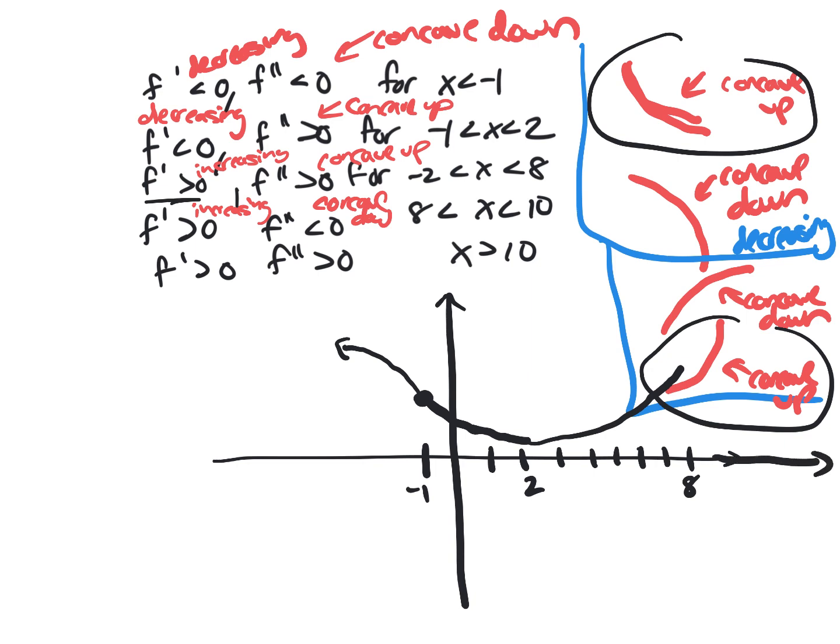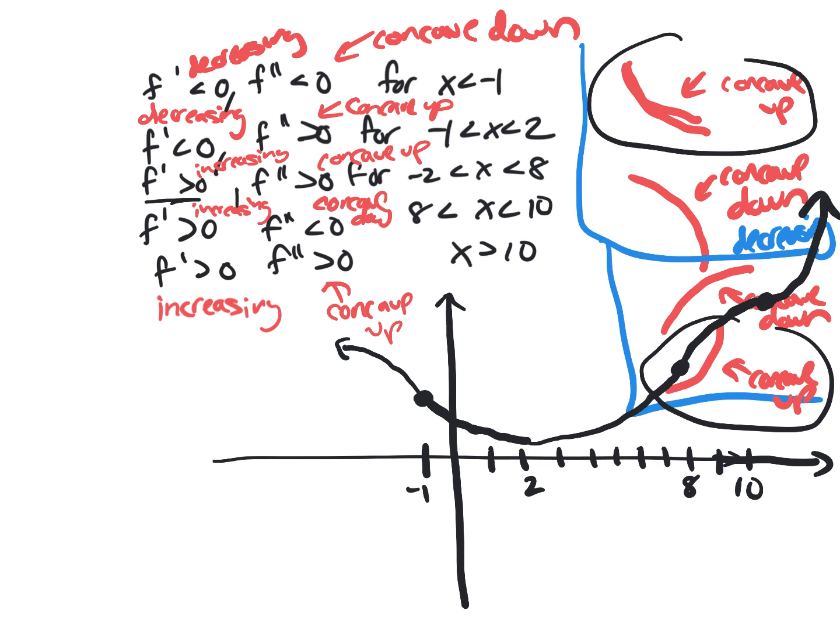So let me extend this. 9, 10. Again, it's changing concavity, so there's going to be an inflection point at 8. It's now the frown, but still increasing until I get to 10. And then after 10, it's continuing to increase, but it's now changing concavity because the second derivative is positive, so concave up. So once again we'll have an inflection point because it's changing from concave down to concave up.